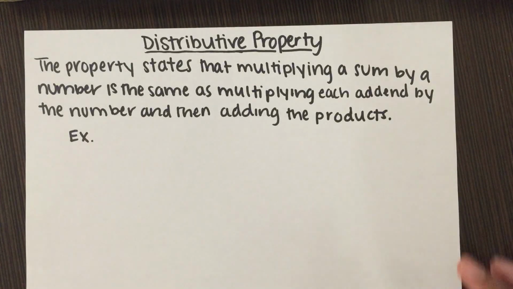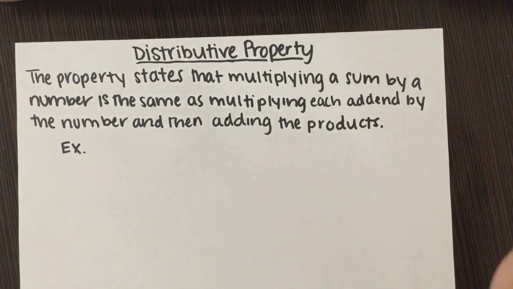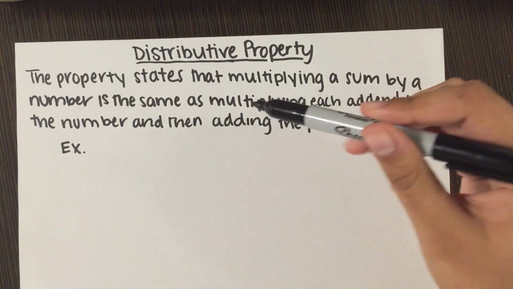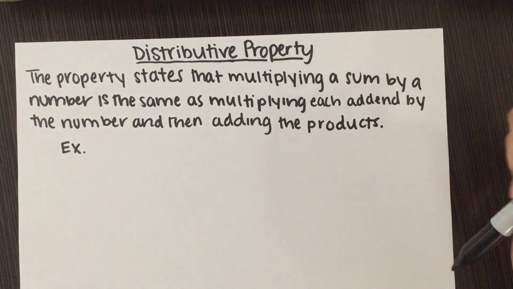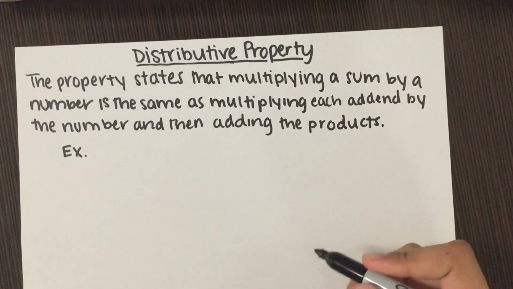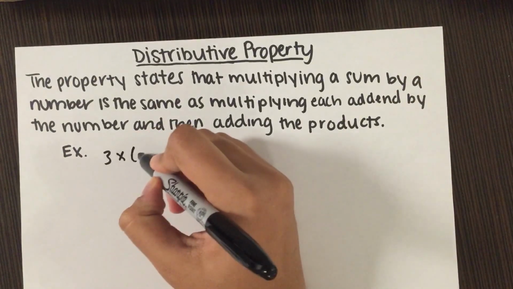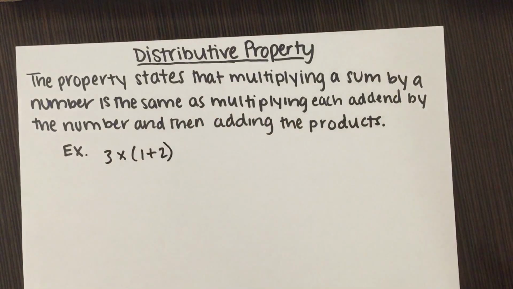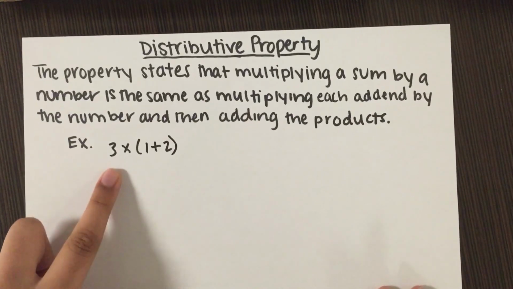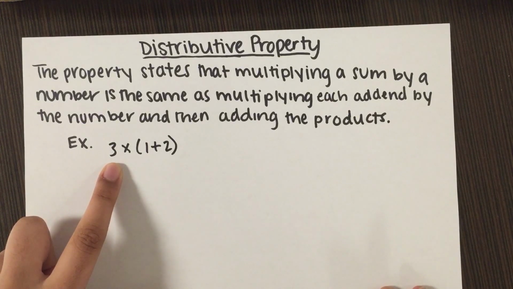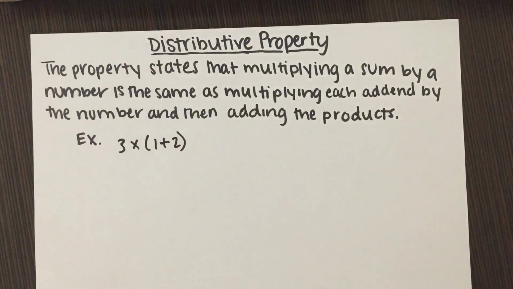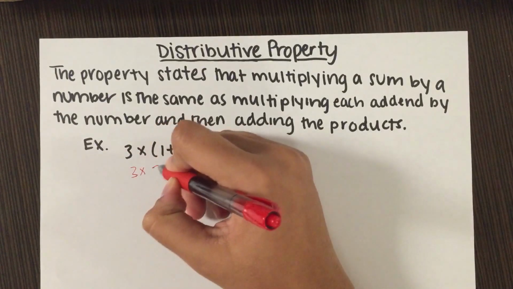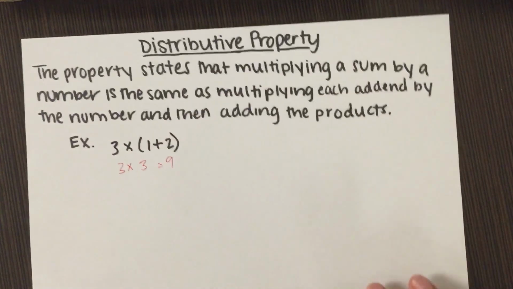So next we're going to talk about the distributive property. This property states that multiplying a sum by a number is the same as multiplying each addend by the number and then adding the products. So I know that's a lot to take in, so why don't we do an example? So a common example of this would be 3 times 1 plus 2. So if you work it out, according to PEMDAS, first you would do what's in the parentheses. So 1 plus 2 is 3. So it would be 3 times 3, which is equal to 9.